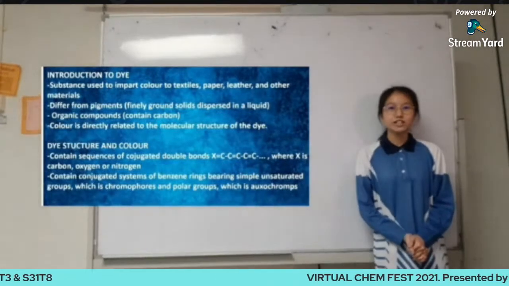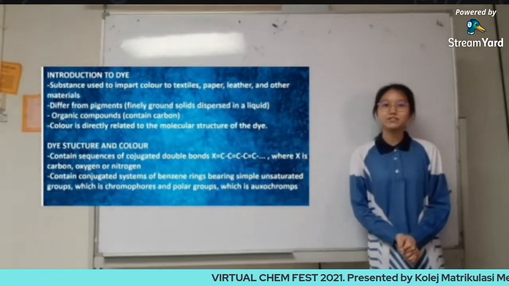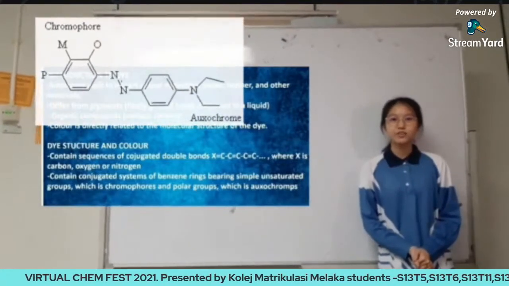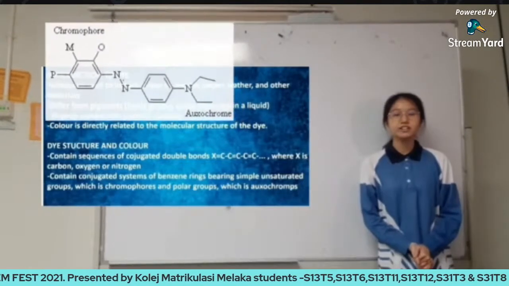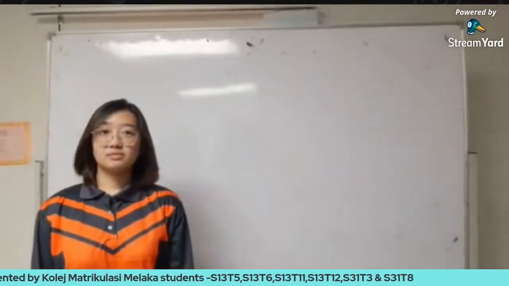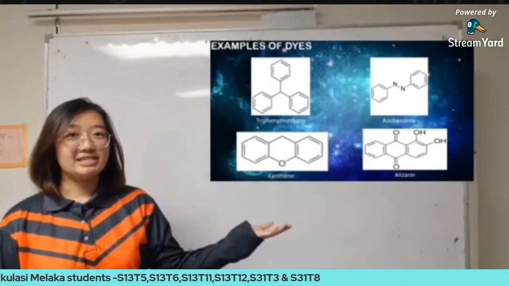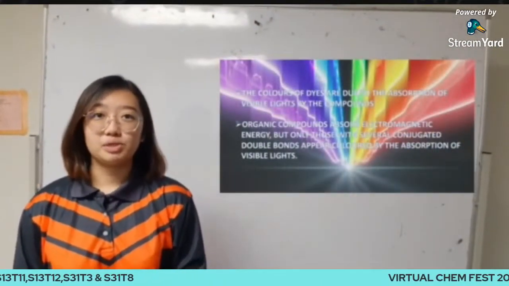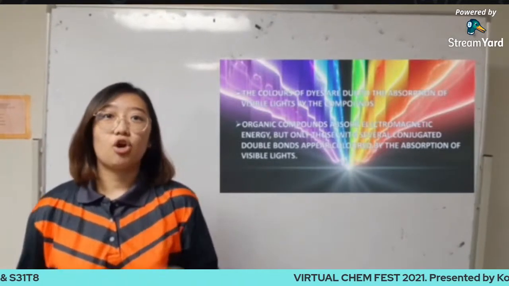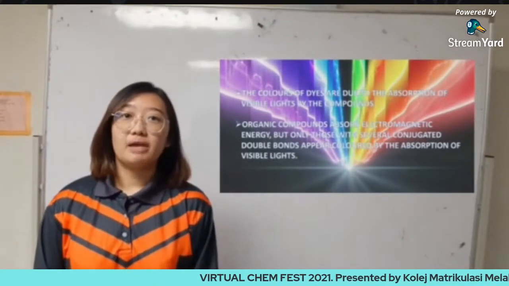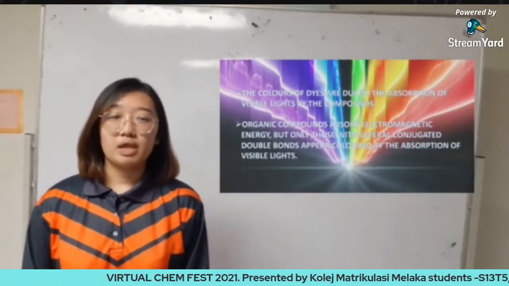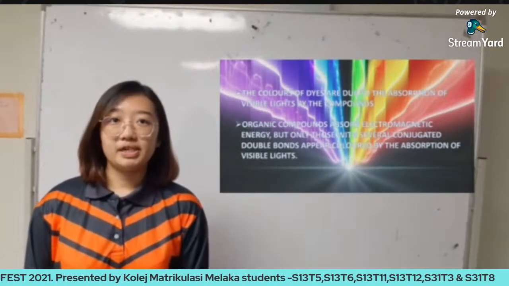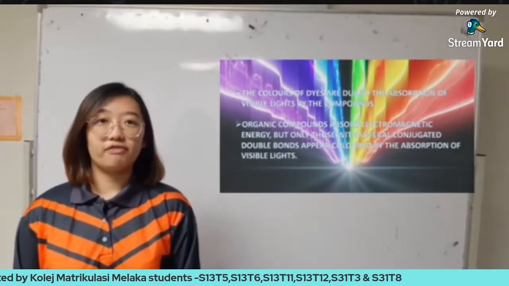They contain conjugated systems of benzene rings bearing simple unsaturated groups, which are chromophores, and polar groups, which are oxychromes. Here's an example of dyes. The colors of dyes are due to the absorption of visible light by the compounds. Organic compounds absorb electromagnetic energy, but only those with several conjugated double bonds appear colored by the absorption of visible light.